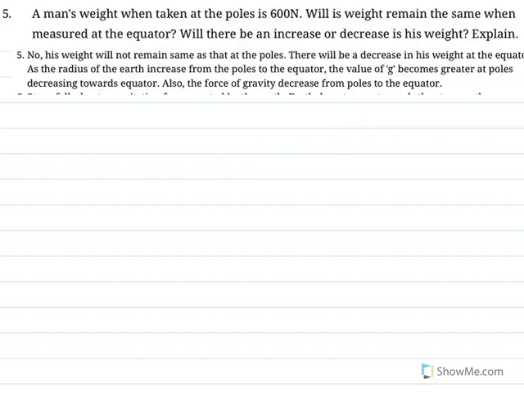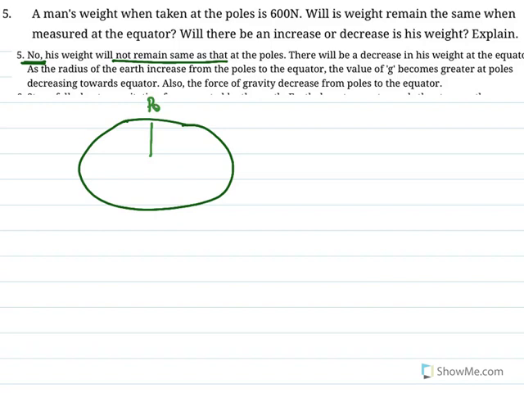A man's weight when taken at the poles is 600 newtons. Will his weight remain the same when measured at the equator? Will there be an increase or decrease in his weight? Explain. Now, no, his weight will not remain the same. And this is because the earth is not a perfect sphere. It is slightly flattened at the poles and bulging at the center, which means the radius at the pole is small while the radius at the equator is large.